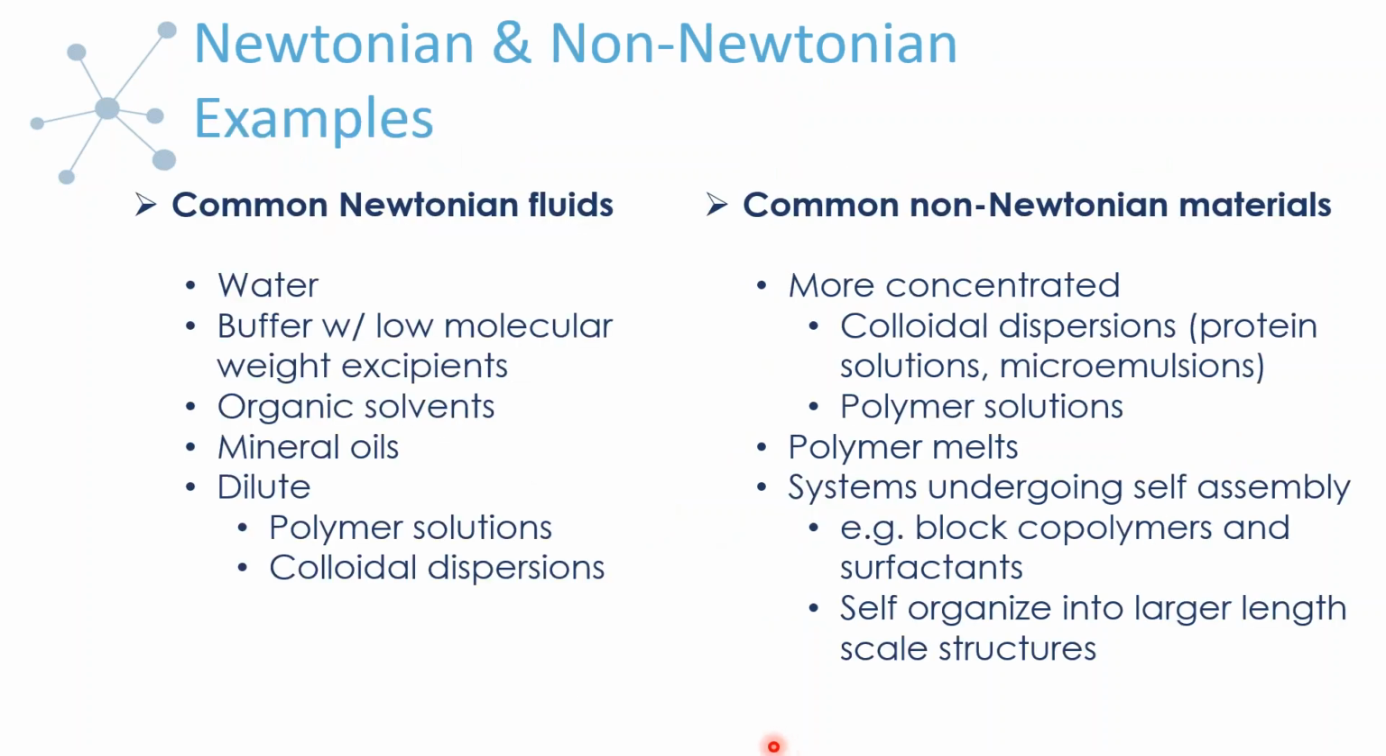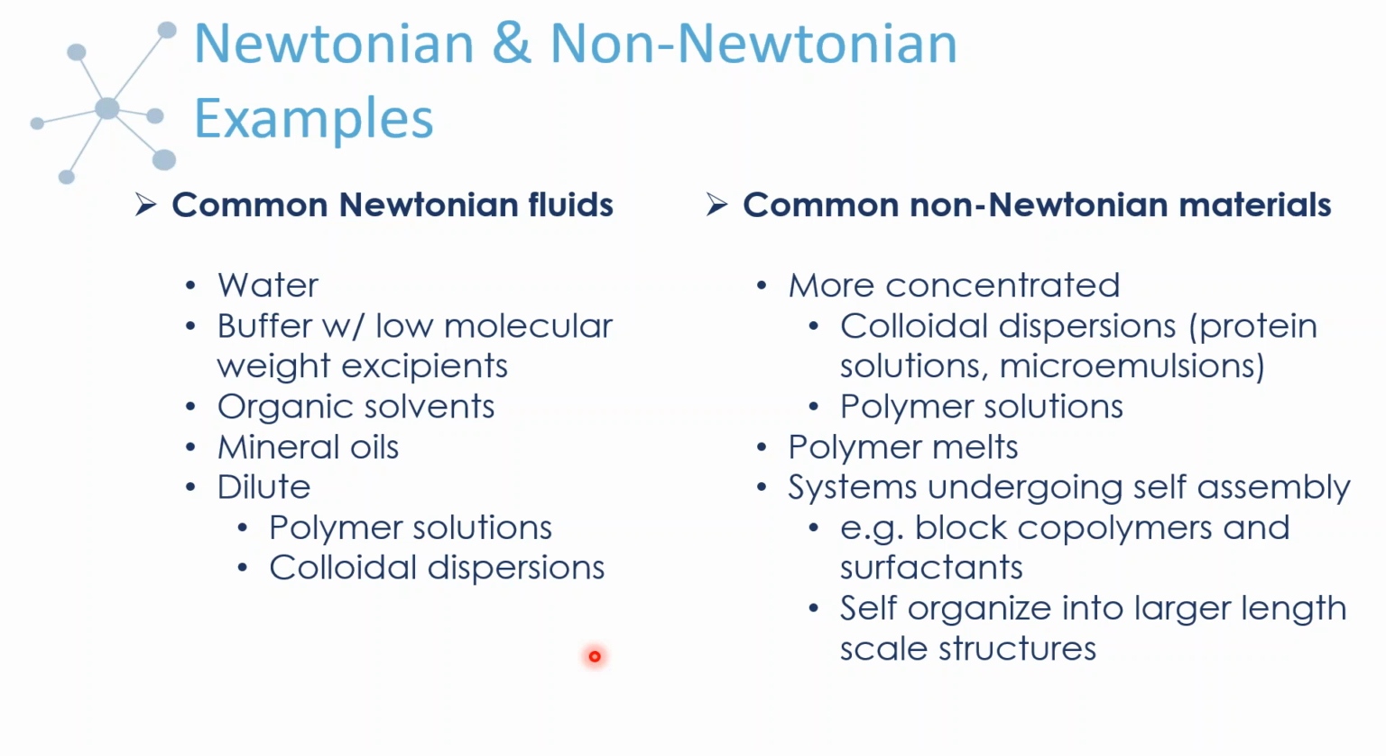So here we have a few examples of what is a non-Newtonian fluid and what is a Newtonian fluid. Some common Newtonian fluids we see here at RheoSense are obviously water, buffer with low molecular weight excipients or osmolytes, depends on your field, what you call those things. So sugar, polymers, what have you, organic solvents, mineral oils, and then dilute polymer solutions and colloidal suspensions are also Newtonian.